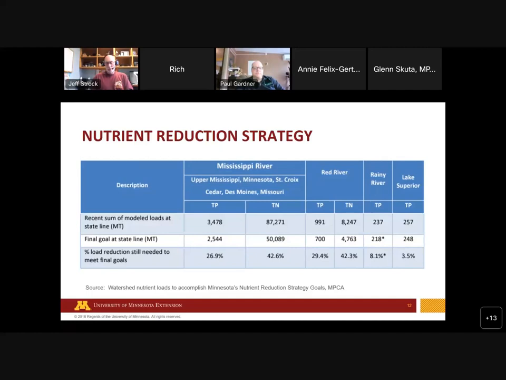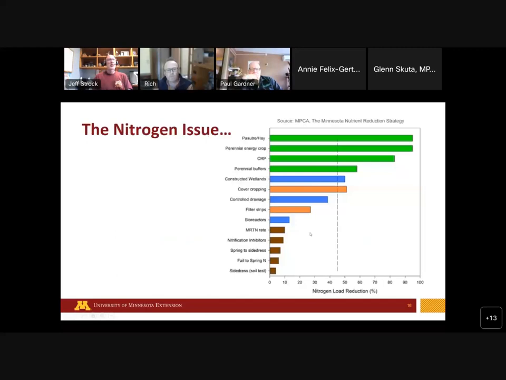Now there are some things that are not showing up here. Back in 2014, saturated buffers were not really a thing to be thinking about, and we actually don't have a lot in Minnesota. I'll get to that later, but saturated buffers is another one of these practices that would end up showing up blue up here.